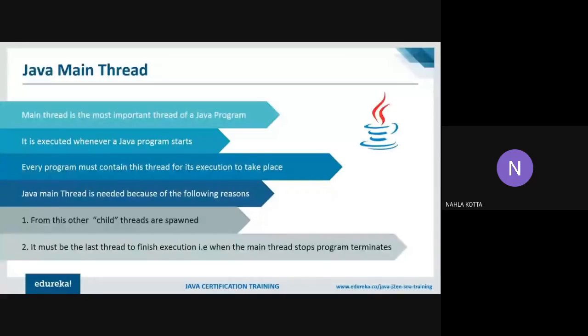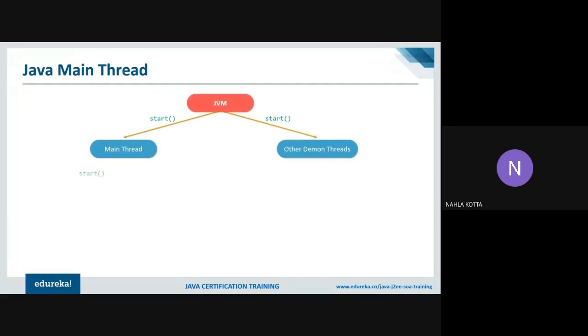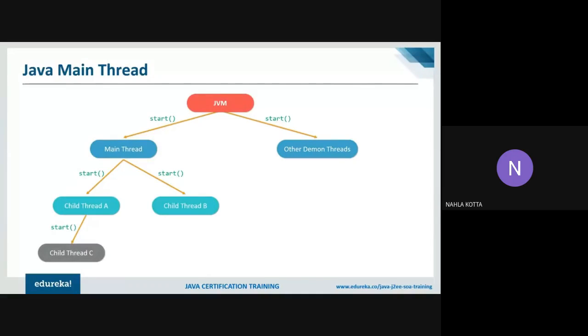So it must be the last thread to finish the execution. That is, the main thread stops the program. It's going to terminate the program. So when your main thread is finished, it is basically a termination of your application itself, right? So the Java main thread, guys, how is it going to work? Let's see that part now. So typically, the JVM is going to start the main thread and some other daemon threads at the same time, right?